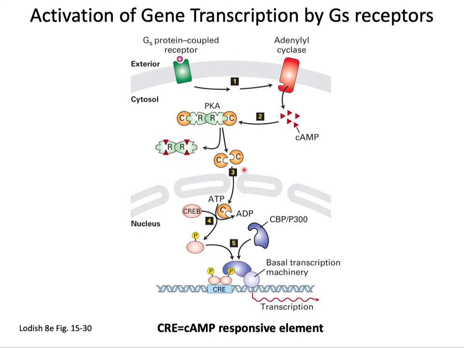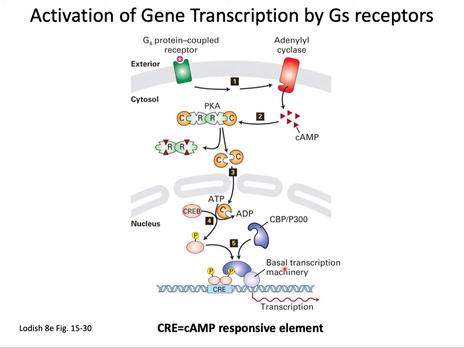The activated PKA then enters the nucleus in step 3, and it phosphorylates a protein known as CREB, or cAMP response element binding protein. So phosphorylated CREB can bind to cyclic AMP response elements in the promoters and enhancers of a wide variety of genes. And the CREB can bind or attract a protein called CBP P300.